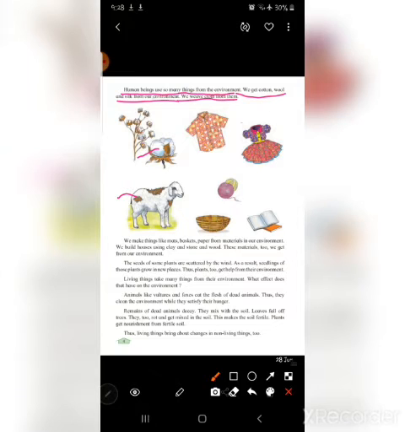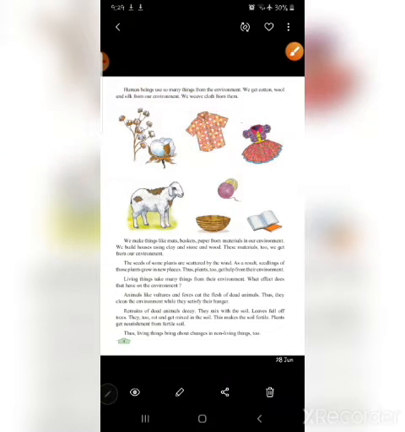So all these things we get from our environment, and using these we weave cloth. We stitch clothes, shirts, frocks, whatever types of dresses you wear, all types of clothes are made from these things which we get from our environment.